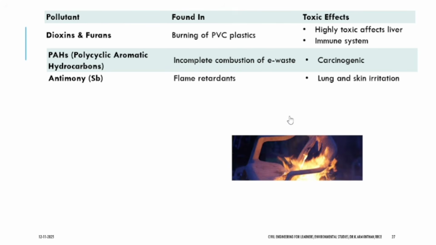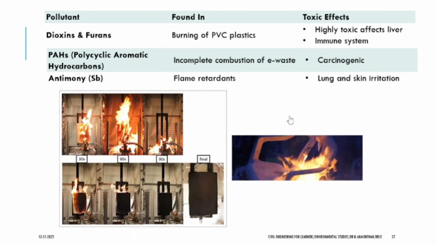Toxic liver and immune system will get damaged for humans. Next thing is antimony. Have you heard about this component? Flame retardants. You cannot burn the e-waste easily. Why? Because it will not catch fire. Why are e-wastes not catching fire quickly? Because it has flame retardants.